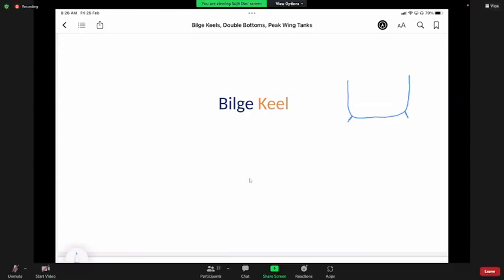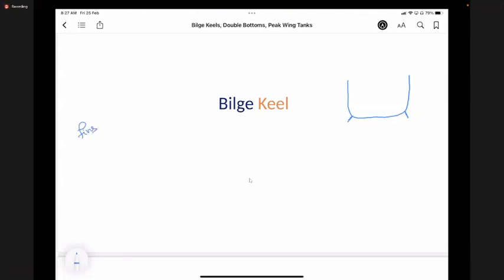There are retractable fins. These fins are similar to bilge keel, except you can control how far they extend, the angle of it, and other things. But for the sake of our discussion, we will limit our discussion to bilge keel only.